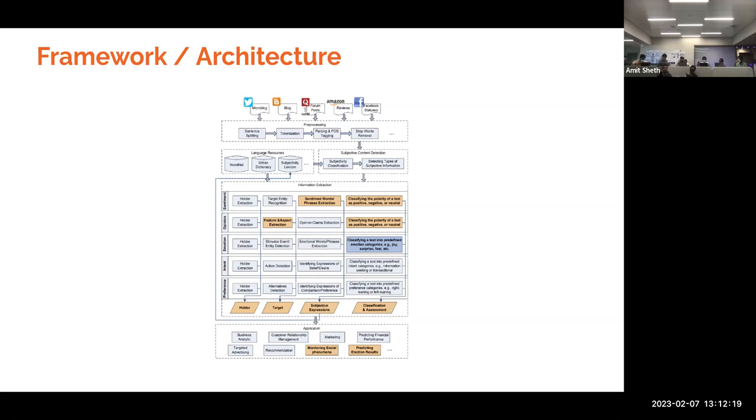What is the time frame of this work? When did she do it? I think her most influential paper was 2012 ICWSM in Ireland. I still remember walking with her at the conference area. This was the work of my PhD, you know. My PhD was also in sentiment analysis.